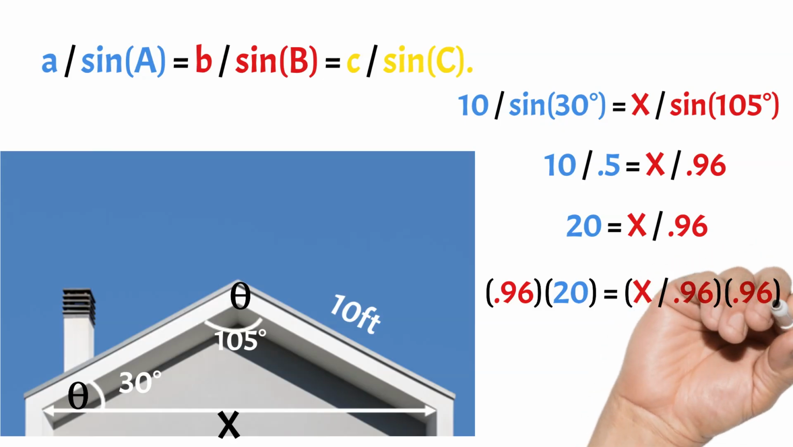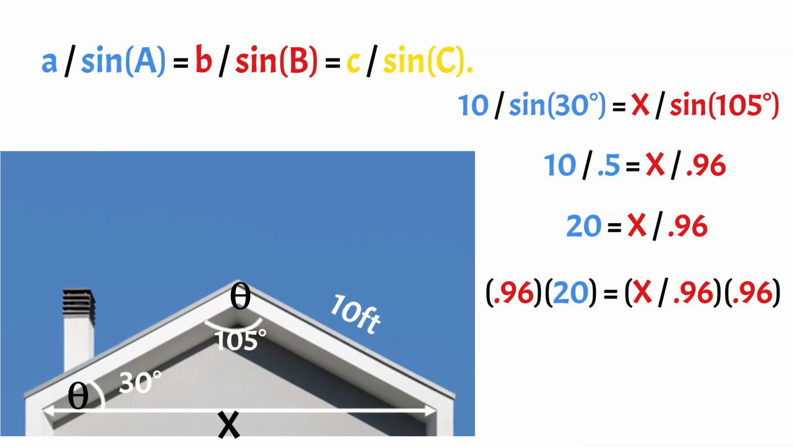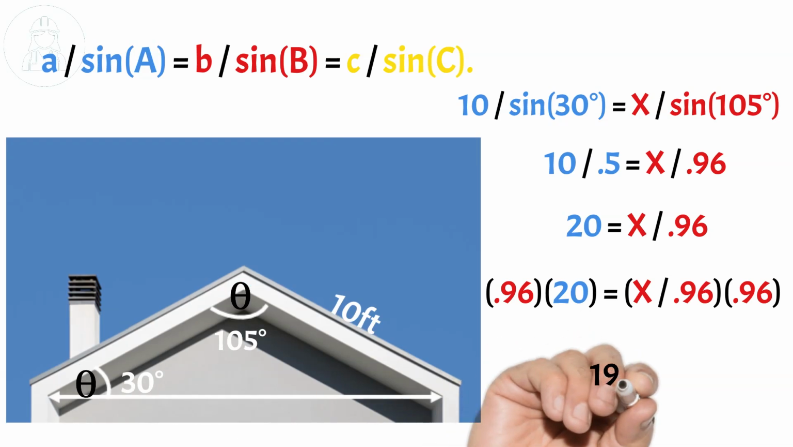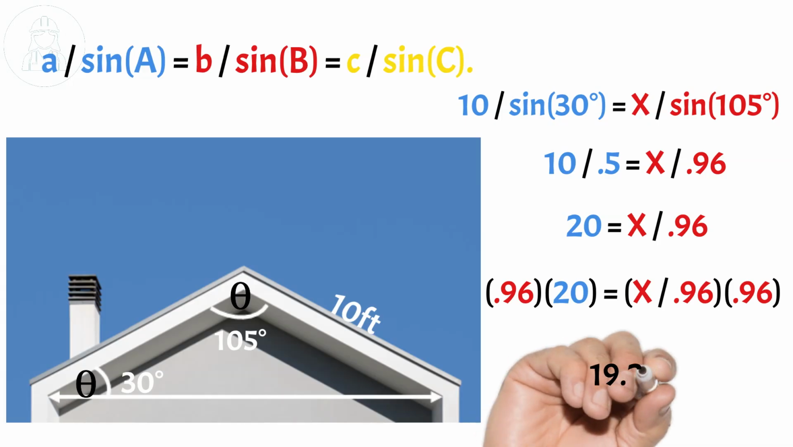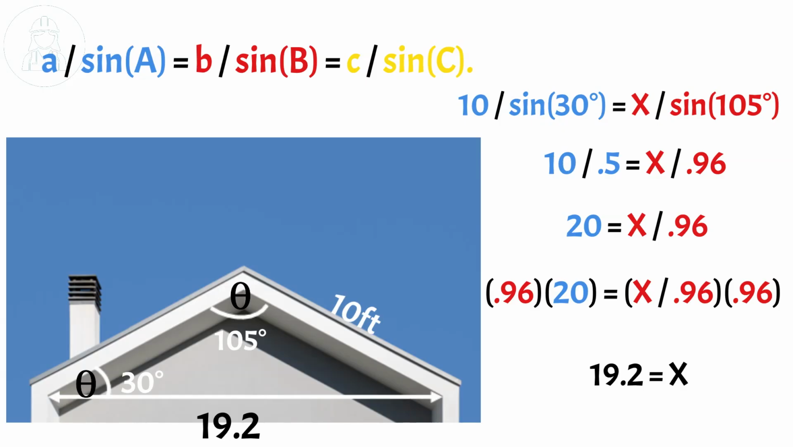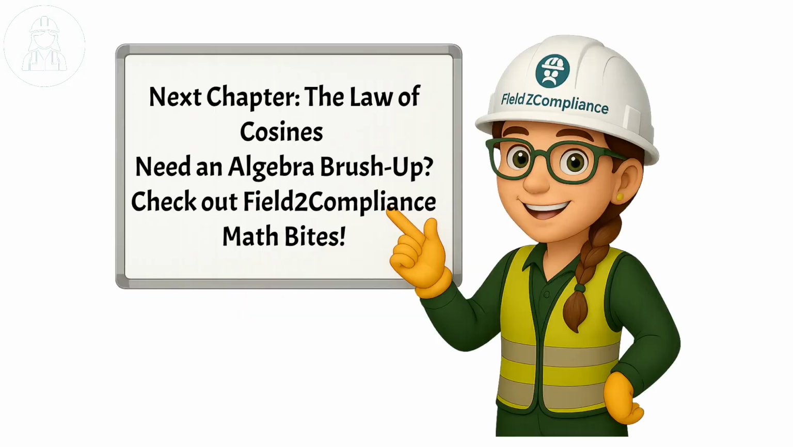That gives us 0.96 times 20 equals x by itself, because when you have a 0.96 in the denominator and the numerator being multiplied together, they cancel out. Now 0.96 times 20 gives you 19.2. There you have it. The length of your unknown is 19.2.